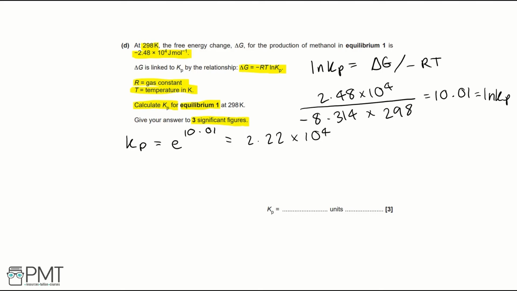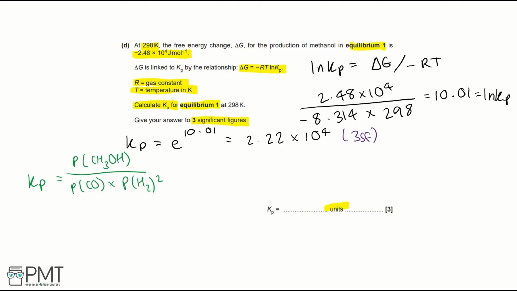Now we need to work out units, because there's a space in the question for units. And this is our answer to 3 significant figures. So that's good, we've answered that bit. But in terms of units, if we were to write an expression for Kp, that's going to be Kp is equal to the partial pressure of methanol, so CH3OH, divided by the partial pressure of carbon monoxide times the partial pressure of hydrogen squared. And that's taken from equilibrium 1.